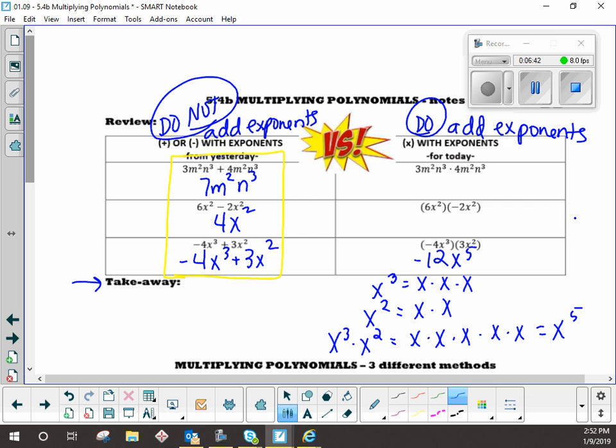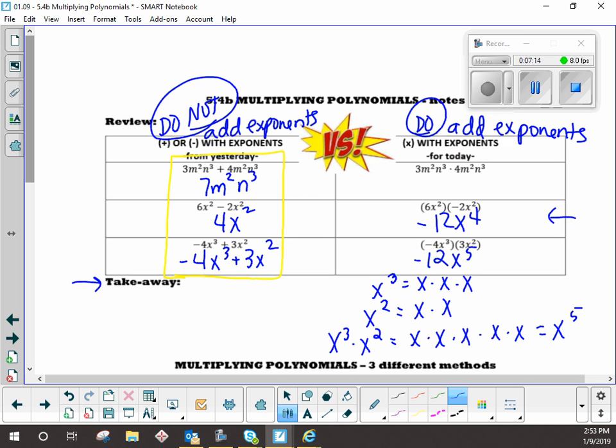So try this problem right here. Do that one. 6x squared times negative 2x squared. And raise your hand when you have that one done, please. Amber, what did you get for that one, please? Perfect. Negative 12x to the 4th.